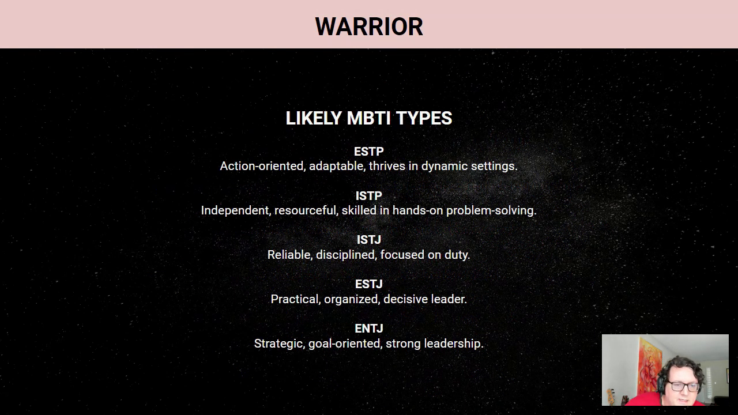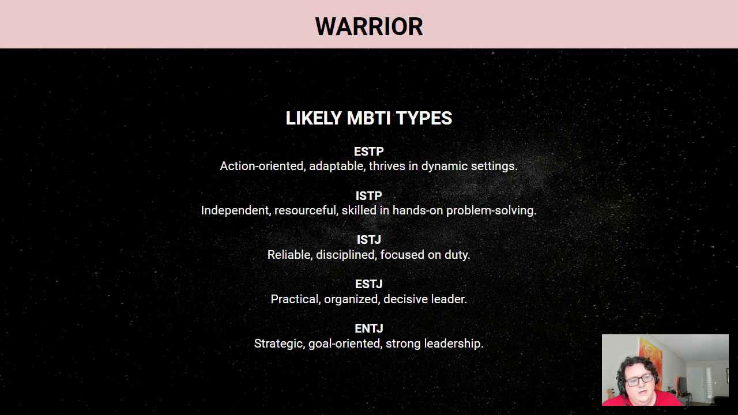If we're looking into the likely MBTI types for them, you can see these are all STs except for the ENTJ. ESTP, which is extroverted sensing and introverted thinking, is action oriented, adaptable, thrives in dynamic settings. ISTP, which is introverted thinking and extroverted sensing, independent, resourceful, skilled in hands on problem solving. ISTJ, which is introverted sensing and extroverted thinking, reliable, disciplined, focused on duty. ESTJ, which is extroverted thinking first and introverted sensing second, practical, organized, decisive leader. And they also might be an ENTJ, which is using extroverted thinking and introverted intuition, strategic, goal oriented, strong leadership.